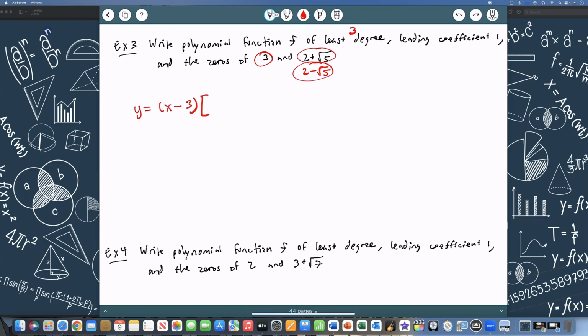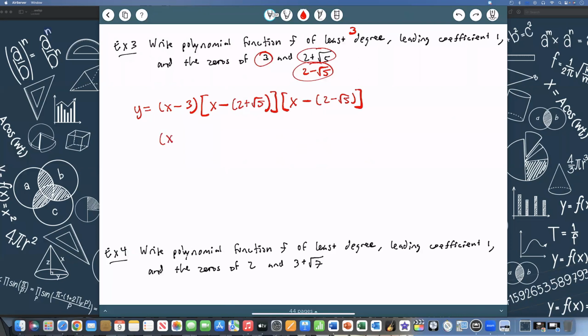Okay, so I'm going to do a bracket here because I have to do x minus the entire root. So if my root is 2 plus radical 5, I have to do the entire 2 plus radical 5. Okay, and same thing here. I have to do x minus the 2 minus radical 5. Okay, so when you're doing x minus each root, if you have a binomial, two numbers there, you have to do x minus the entire root, which means that negative is going to be distributed.